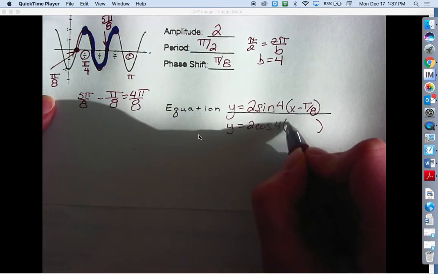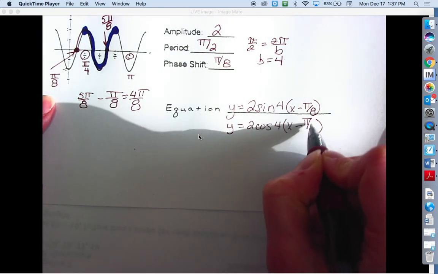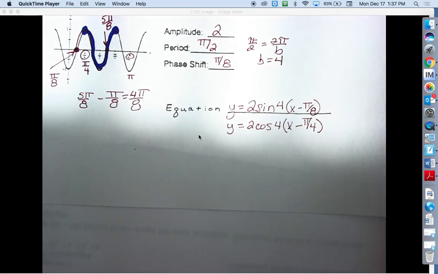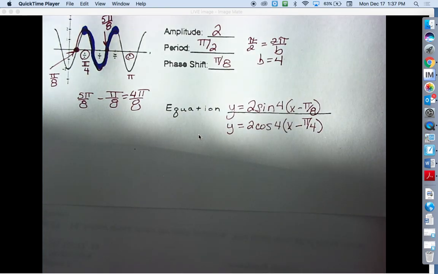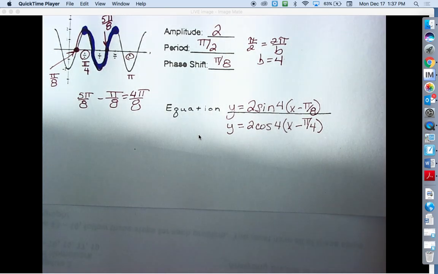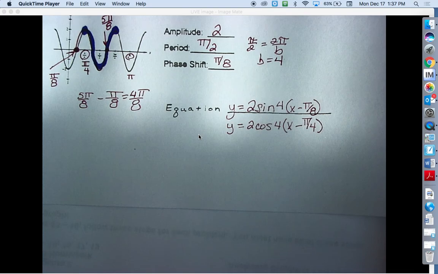So another equation would be x minus pi over 4. That's one option. So you could come up with a different option. You could make a negative and start it at pi over 2. Like multiple answers, not just one, when you're writing equations. Questions?